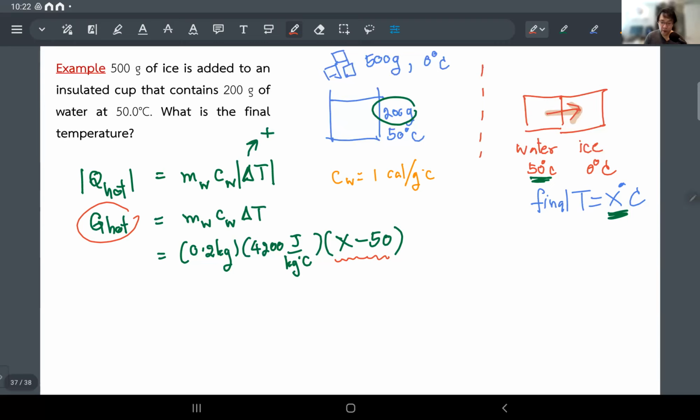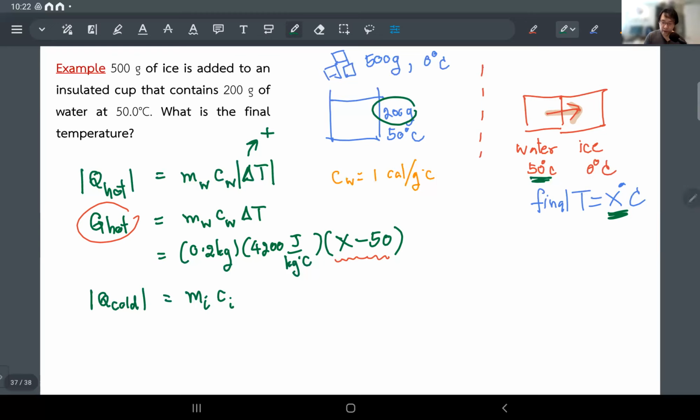All right, so let me do one more time. Let's talk about Q cold. If you talk about the amount of Q cold, the thing in your head, you say, okay, let's take the mass of the ice, take the C of the ice. But wait, you have to go through the process of melting first. So you got it now?